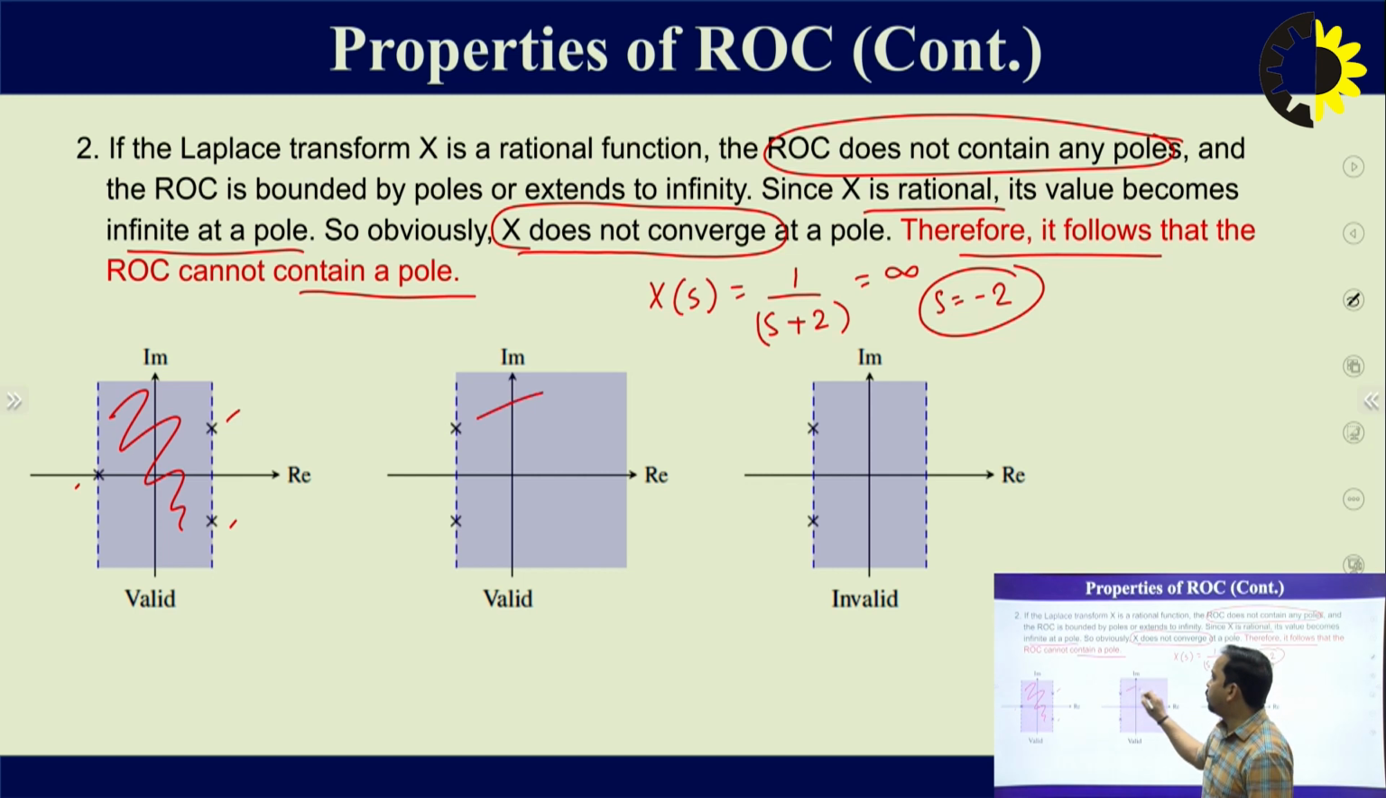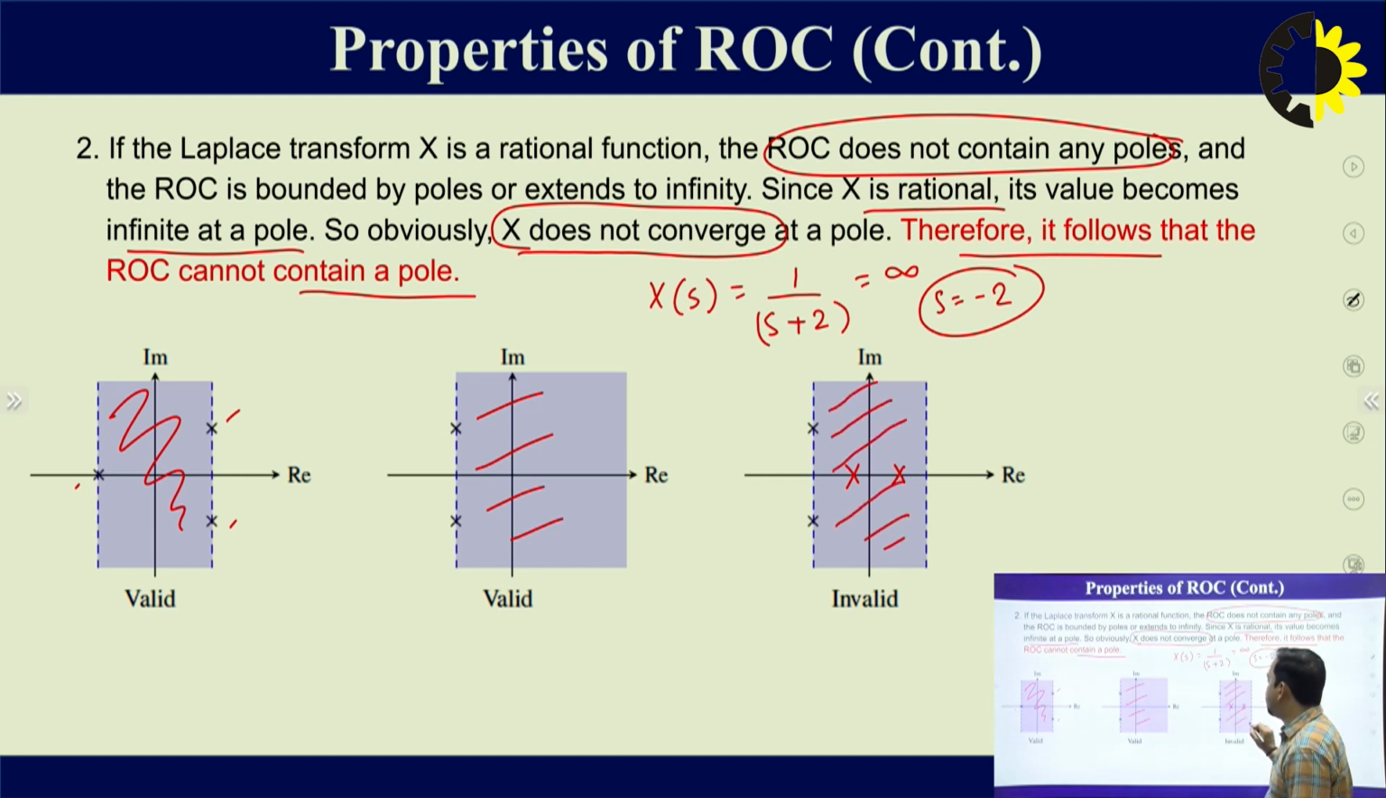Next, again to the right we have the ROC, which is also valid. But let's say the location of poles is somewhat in between, like this. We have some rational function X, which consists of some poles lying in these particular locations, and we have defined this as a region of convergence. So this region of convergence is not valid. We can say it is invalid.